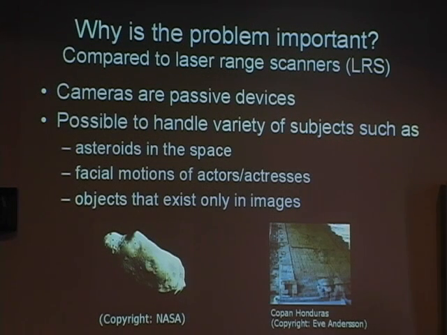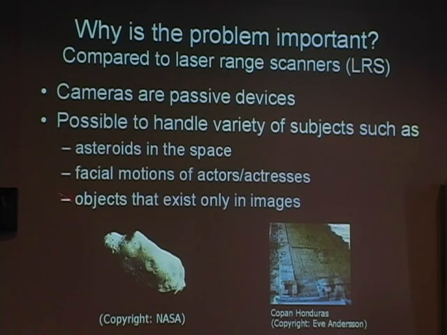But if you want to capture the 3D geometry of an asteroid in space using a laser range scanner, you have to ship your scanner to space, which is expensive, and you don't want to do that. Another situation is if you want to capture fast motions, like facial motions, or more non-rigid objects. Because our cameras are fast, we can do, for example, frame-by-frame reconstruction. But a laser range scanner is too slow and cannot capture facial motions.